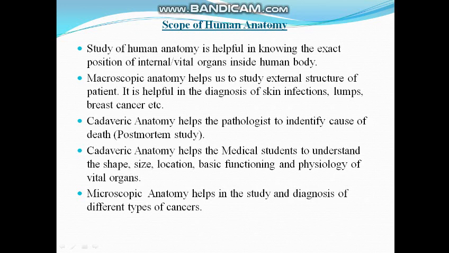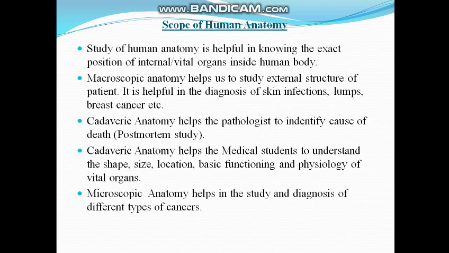Scope of human anatomy. The study of human anatomy is helpful in knowing the exact position of vital organs inside body. Macroscopic anatomy helps us to understand the external structure of the patient. It is helpful in the diagnosis of skin infections, lumps, breast cancer, etc. Cadaveric anatomy helps the pathologist to identify the cause of death in post-mortem study. Cadaveric anatomy also helps the medical students to understand the shape, size, location and basic functioning and physiology of vital organs.